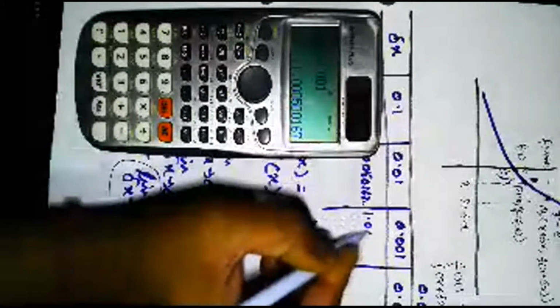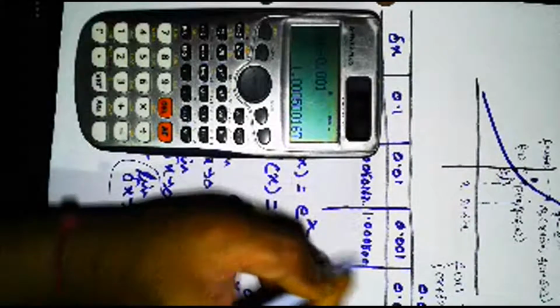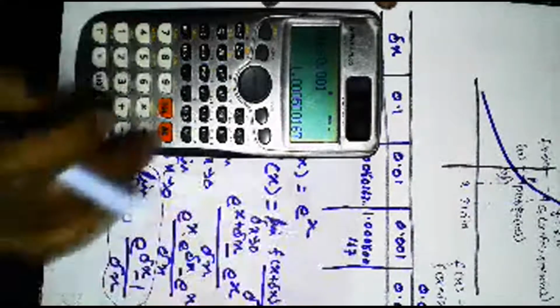Then I'll try for a few more values also. So it is shift ln, 0.001 now, and then minus 1 and the whole thing divided by 0.001. How many zeros am I working with? 001. You may also calculate it. If I make a mistake, just let me know. So it is 1.000500167, something like this.